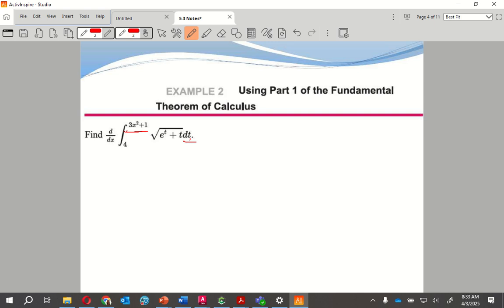3x squared plus 1. Square root of 3x squared plus 1. Missing one more thing. 6x. e to the t, but it's not e to the t, it's e to the 3x squared plus 1, plus 3x squared plus 1. Yeah.